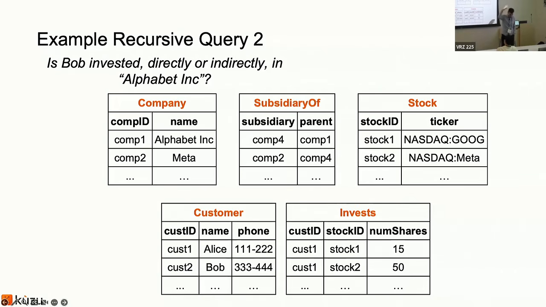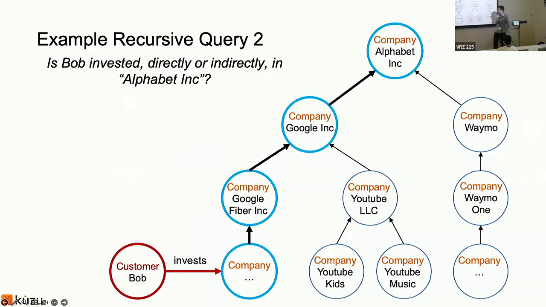So this question is asking not only if you bought an Alphabet stock directly, but maybe a stock of a subsidiary of Alphabet Inc. So you're essentially, again, looking for a path. In your mental model, you're asking, is there a company that Bob invests in, and then is there a path from that company to Alphabet Inc. in this company hierarchy? Again, by its nature, a recursive question.